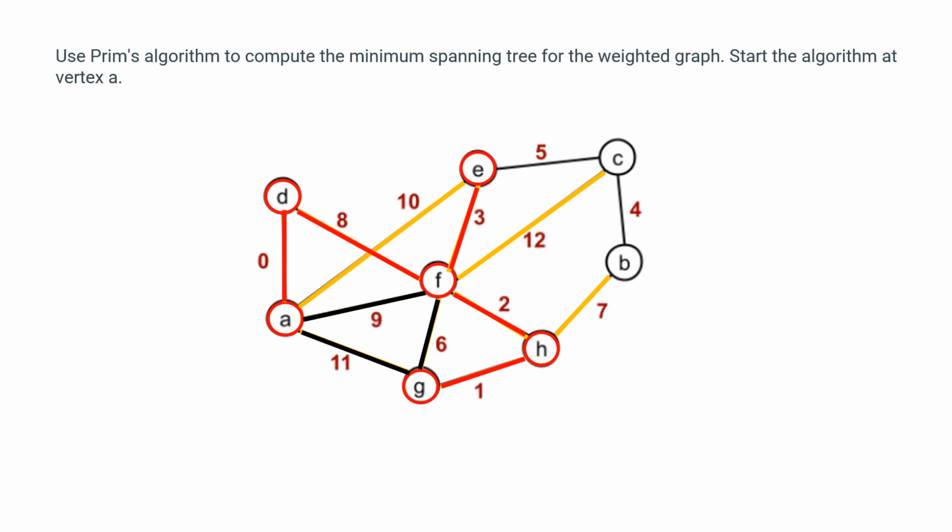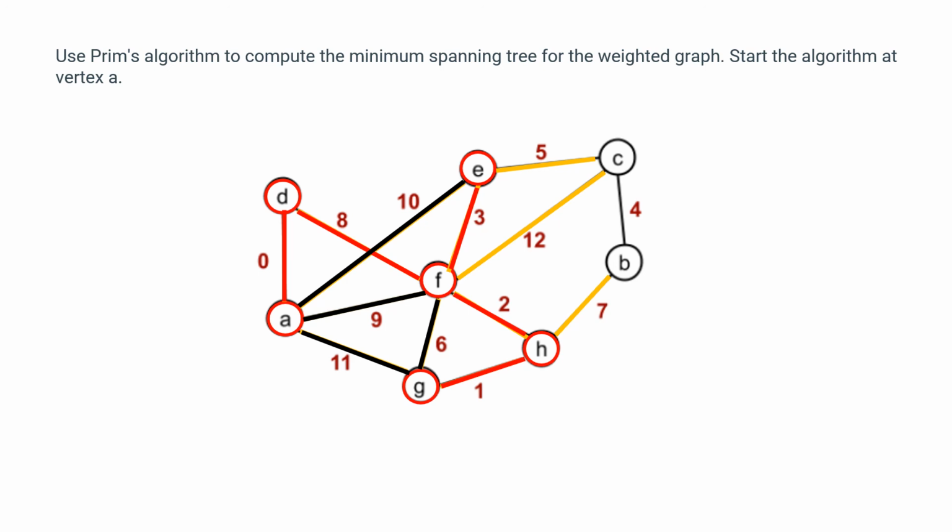And now, do we need to get rid of any candidate edges that come off of E? Yeah, that one that has a weight of 10. If we added that in as red, then we'd have a cycle. So we don't want that. So we're going to turn that back to black. But what about the other one coming out of E, E to C? Yeah, that's a candidate edge. So we'll go ahead and add that.